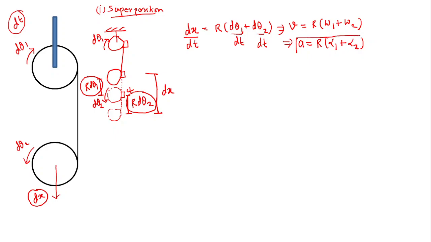So see how simple an equation you got. For such a complex motion, you got a simple equation. Alpha 1 is the angular acceleration of this one and alpha 2 is the angular acceleration of the lower one. So this is one method which we call the superposition principle.